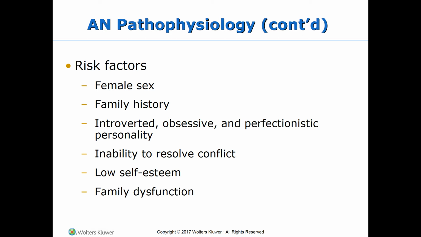Now, anorexia nervosa can happen in both males and females, but it has a greater risk in females, and another risk factor is having a family history of anorexia nervosa. The person can also have an introverted personality, an obsessive personality with a perfectionist style, might not have the ability to resolve conflicts, might have low self-esteem, and might have family dysfunction like enmeshment, overprotectiveness, etc. And at some point, you have to have an approach of different groups in the medical health field to help the person.